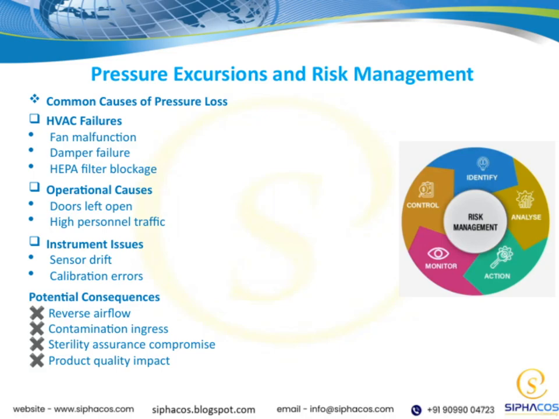Let's talk about pressure excursions and how they can pose risks in controlled environments. Pressure loss often comes from a few common sources. HVAC failures are a big one, things like fan malfunctions, damper failures, or blocked HEPA filters. Then, operational factors play a role. Doors left open or heavy personnel traffic can disrupt pressure. Instrument issues, like sensor drift or calibration errors, also contribute. When pressure drops, the consequences can be serious: reverse airflow, contamination getting in, compromised sterility, and ultimately, impacts on product quality. Managing these risks is critical.